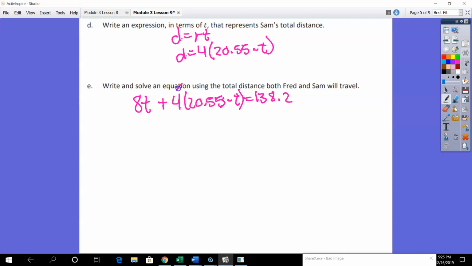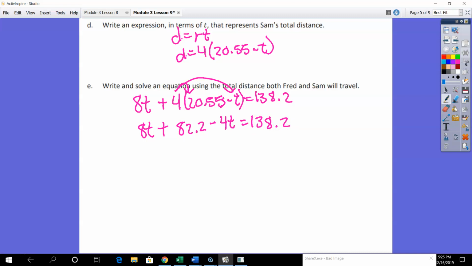Okay, so we need to do the distributive property first. So we're going to multiply 4 times 20.55, so we have 8t, it's not within the distributive property, plus 4 times 20.55, which gives me 82.2. Then we are doing 4 times, take away t, so that's taking away 4t, equals 138.2.